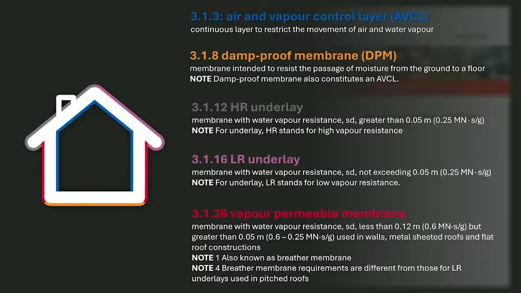HR roof underlays are traditional roofing felt and modern plastic equivalents, which provide secondary weatherproofing on roofs and are effectively impermeable to all forms of moisture. Roofs using HR membranes will always require some form of ventilation to be provided.